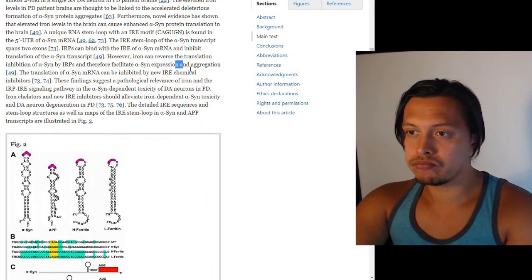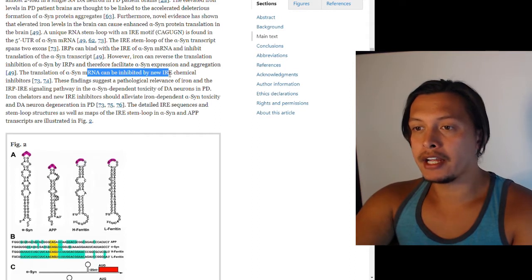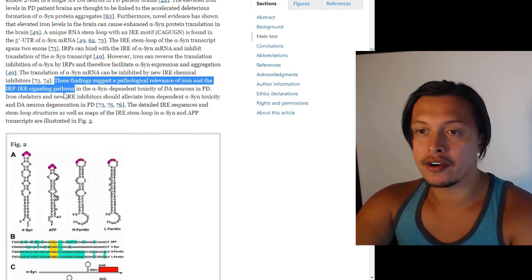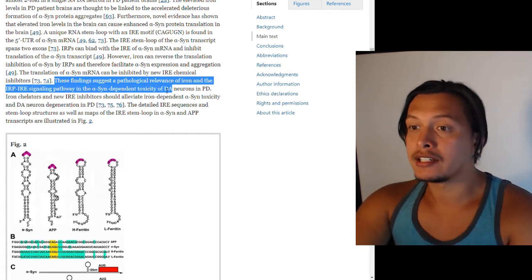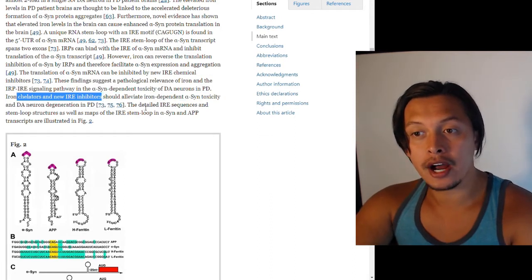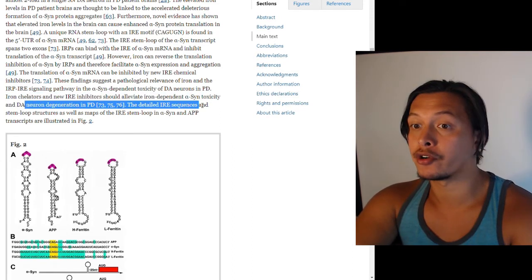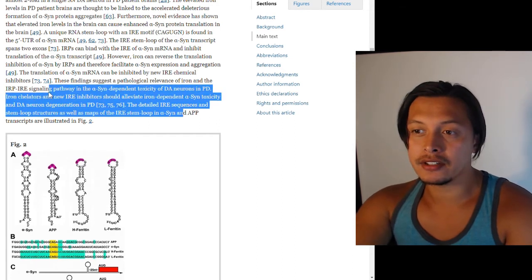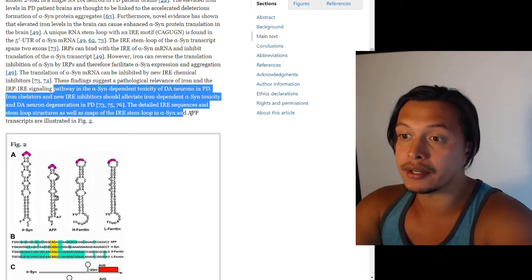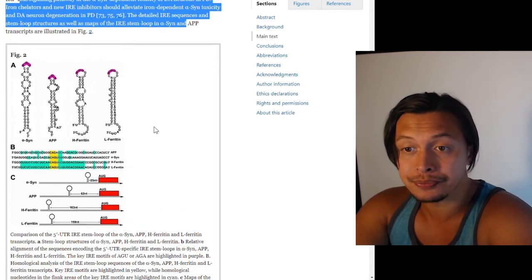Translation of alpha-synuclein mRNA can be inhibited by new IRE chemical inhibitors, and these findings suggest a pathological relevance of iron in the IRP-IRE signaling pathway of alpha-synuclein-dependent toxicity of dopaminergic neurons in Parkinson's disease. Iron chelators and new IRE inhibitors should alleviate iron-dependent alpha-synuclein toxicity and dopaminergic neuron degeneration in Parkinson's disease. The detailed IRE sequences and stem loop structures, as well as maps of the IRE stem loop in alpha-synuclein and APP transcripts, are illustrated in figure 2.